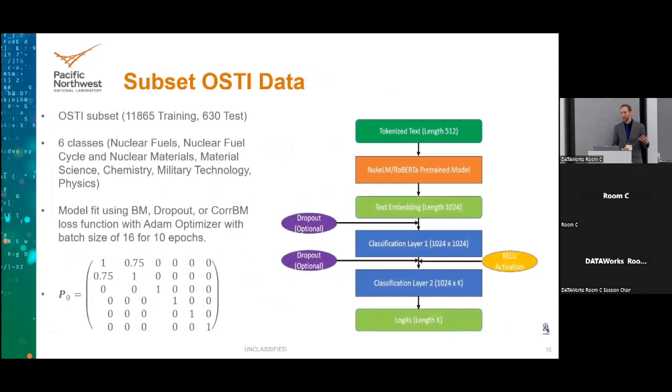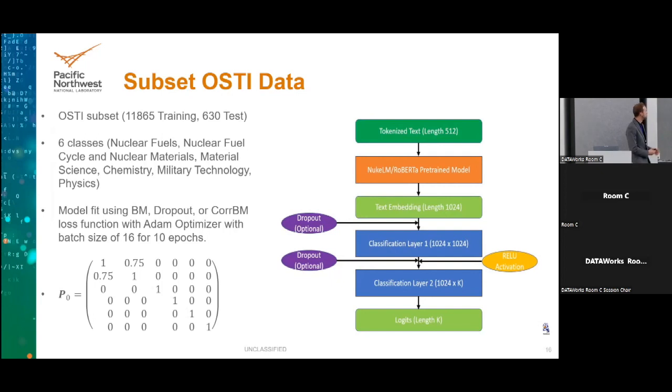All right, so then we applied this to our data. We had 3 experiments. The first one was on a subset of the OSTI data, essentially a test set to run a little bit faster. So instead of using the full 60 labels for classes, just using 6: nuclear fuels, nuclear fuel cycle, nuclear materials, material science, chemistry, military technology.